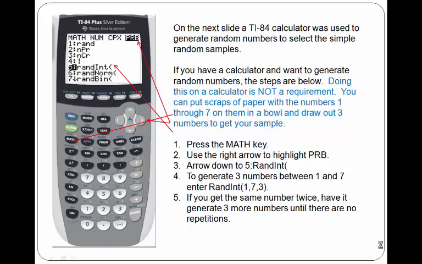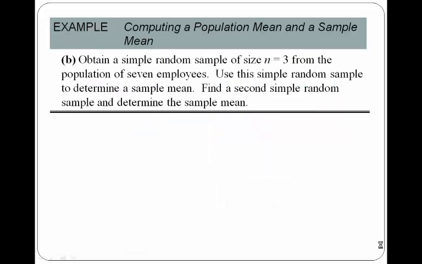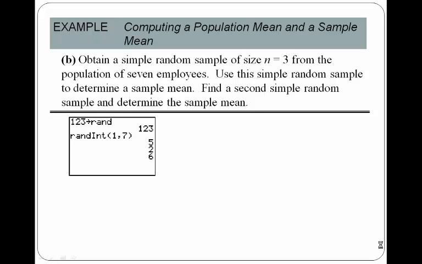I'm going to go quickly through these slides because having a TI-84 calculator is not a requirement. If you have one and you want to know how to generate random numbers on it, then these are the slides that you might want to print and go through these steps. To obtain a simple random sample of size n equals 3, this is what we're going to do. Now the calculator generated the numbers 5, 2, and 6. You could put the numbers 1 through 7 in a hat and draw them out to get your 3.